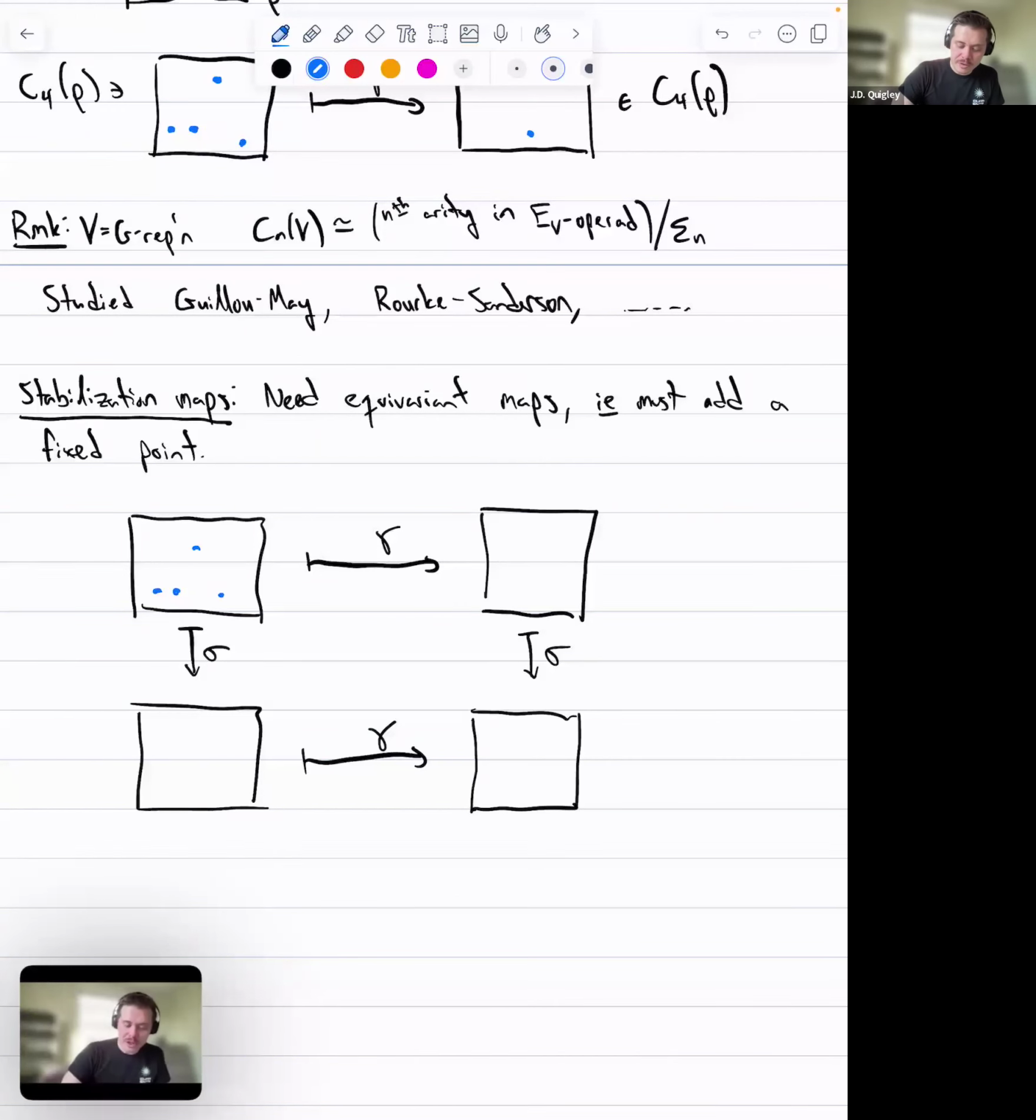Okay, so here's this configuration we've already looked at. Let me draw the action going horizontally and the stabilization map going vertically. Okay, so the action, we've already drawn out what it does. It flips everything across the real axis. Now, if I put in a fixed point, I get something like this.